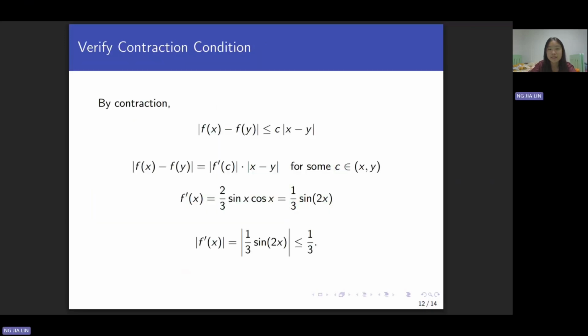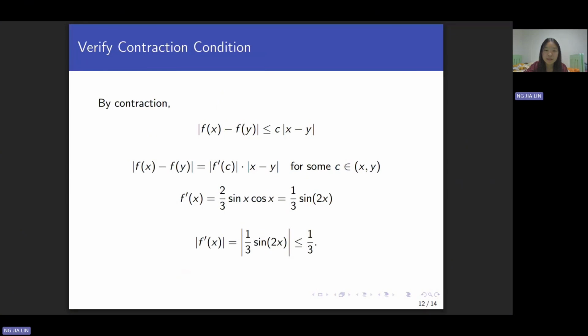So by the definition of contraction, we have that |fx minus fy| is less than or equal to c times |x minus y|. And by the mean value theorem, we can write this as |fx minus fy| equals |f'(c)| times the absolute value of x minus y for some c between x and y. Then we can find the derivative of f, which is equal to 1/3 sine 2x.